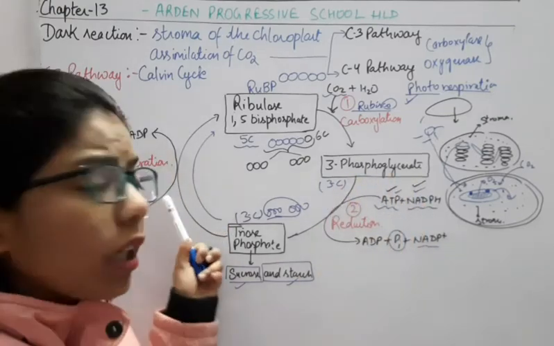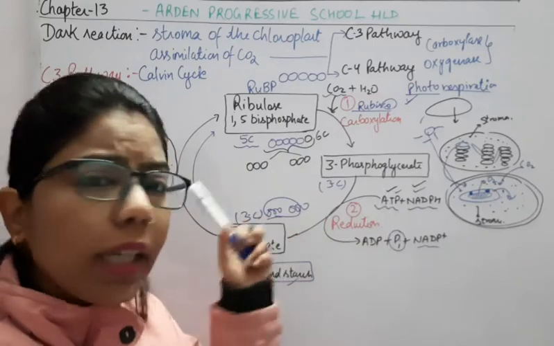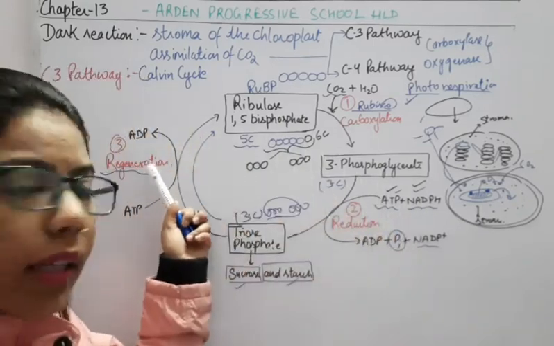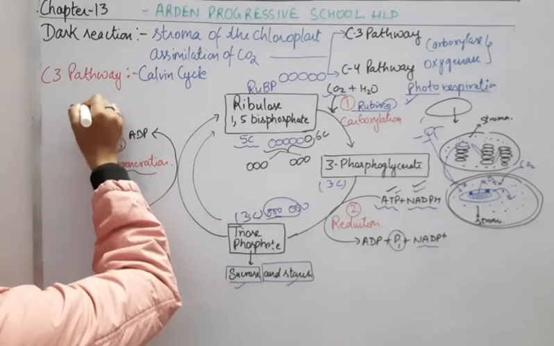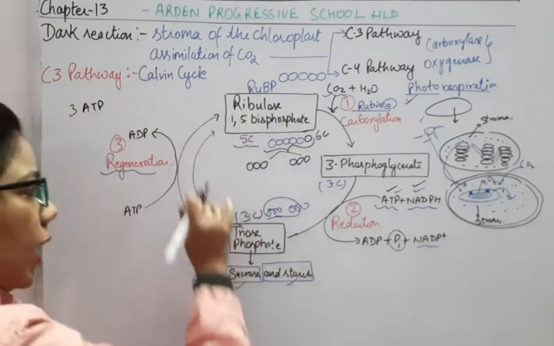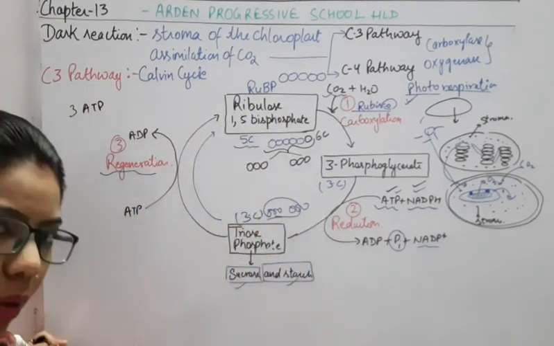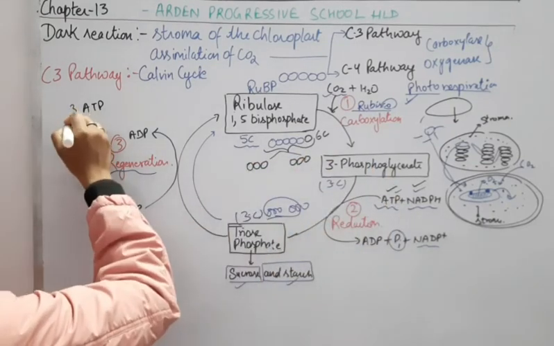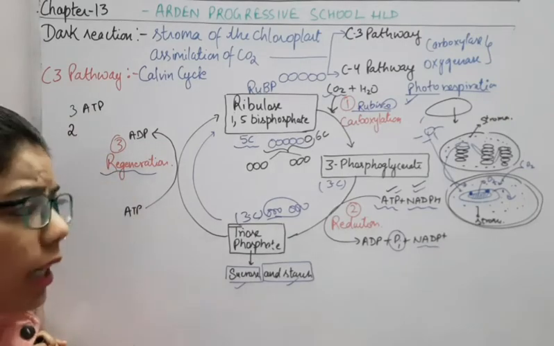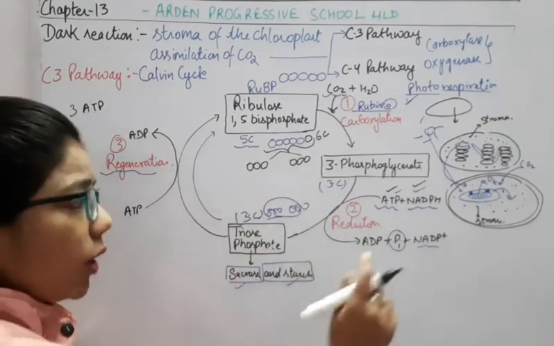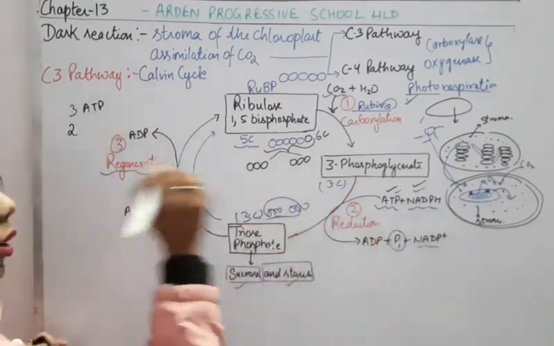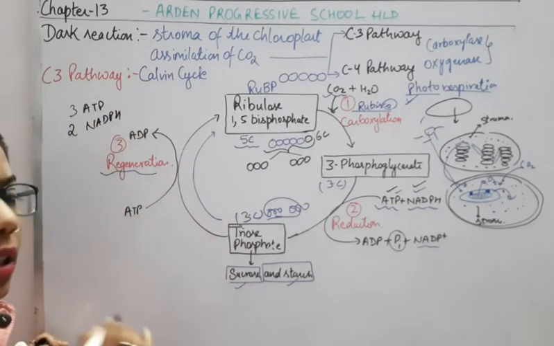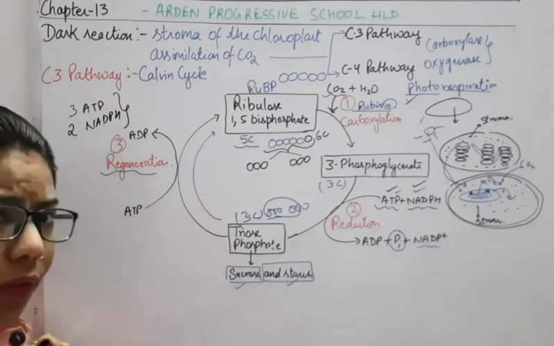And here 1. The total, how many ATP? 3 ATP: 2 ATP from here and 1 ATP from here. So we can say that 3 ATP we are using in this 1 cycle. Now how many NADPH have we used? We have used 2 NADPH. Why? For one molecule 1 NADPH is there, for 2 molecules there will be 2 NADPH, right? So these are the energy we have used here.